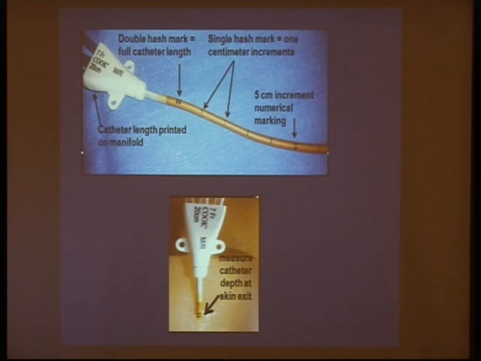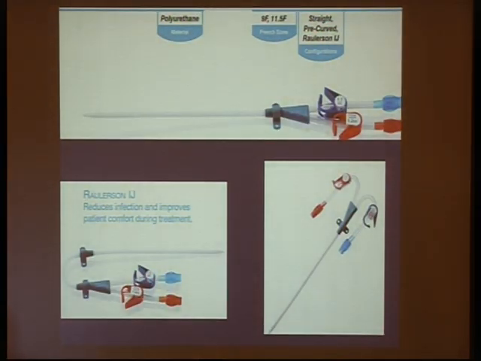And you can find both French and length printed here on the manifold of the catheter. And we have more than one shape for the temporary catheter. This regular straight one is usually used for femoral catheterization, and a number of curved ones for better compliance, better function, and comfort of the patient.